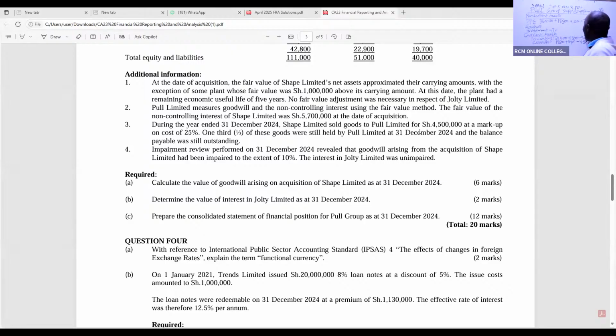Tukimaki hii, wanafunzi wengi wali confuse, wakaanza kuchukua a third. They never told us that a third was paid. In this case here, they are telling us that 2/3 of the goods had been sold. But still the whole 4,500 owing is still outstanding. So one company is saying, I've sold goods worth 4,500. He expects to receive the 4,500. So that 4,500 is fake. So I hope this is clear.